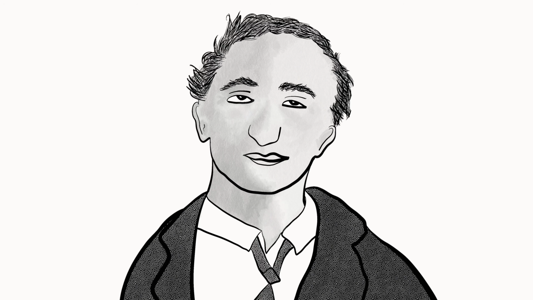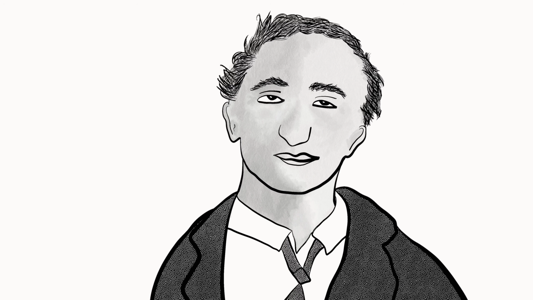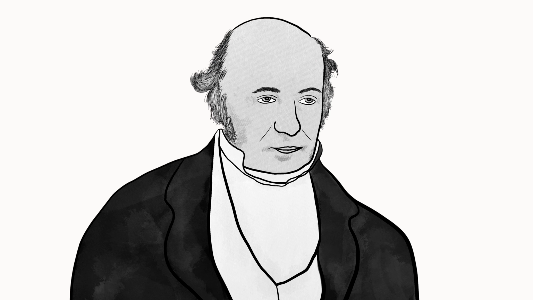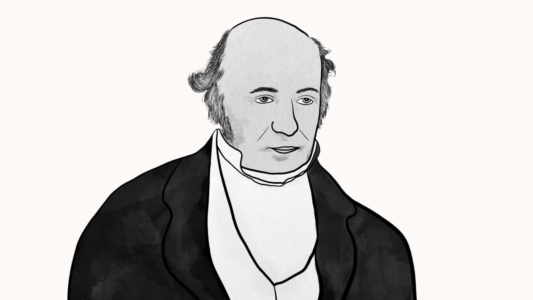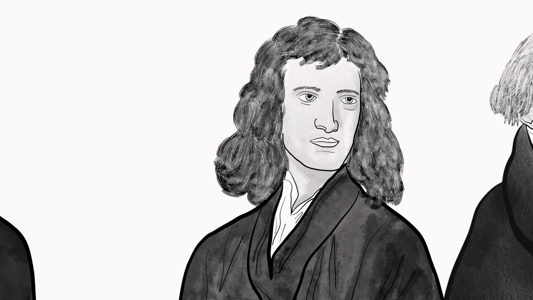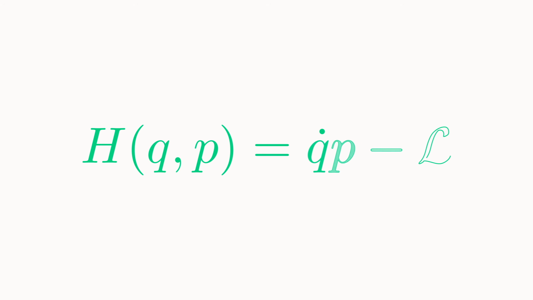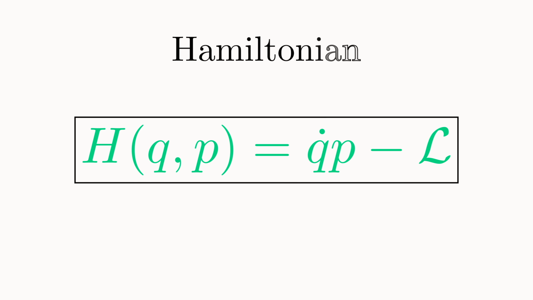The Legendre Transform was developed in 1787 by the French mathematical physicist Adrien Marie Legendre. Just 50 years later, in the mid-1830s, William Rowan Hamilton used it to introduce an entirely new formulation of classical mechanics. A formulation that built upon Newton and Lagrange's earlier work and used as its starting point the Legendre transform of the Lagrangian, better known as the Hamiltonian.